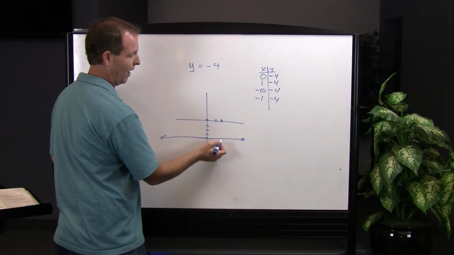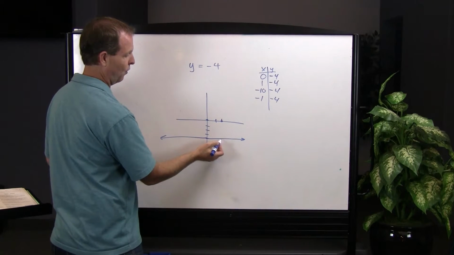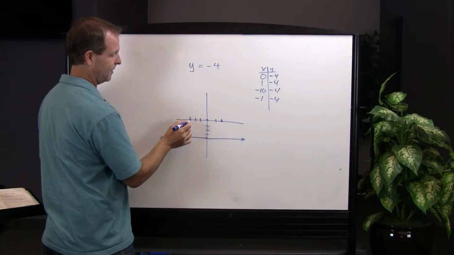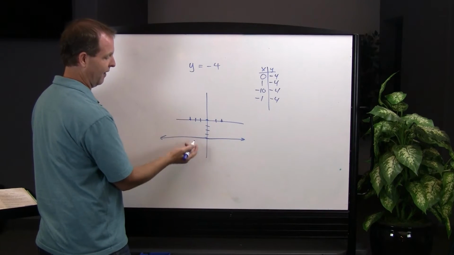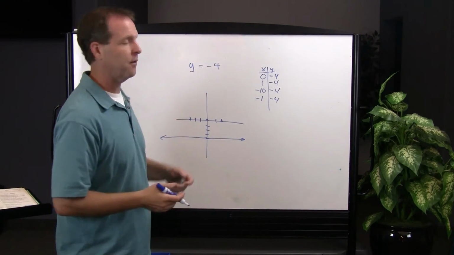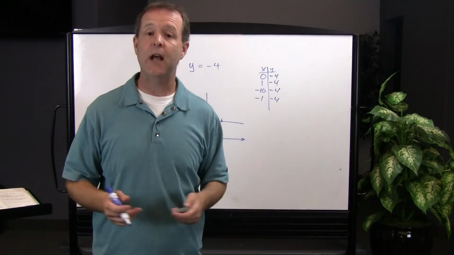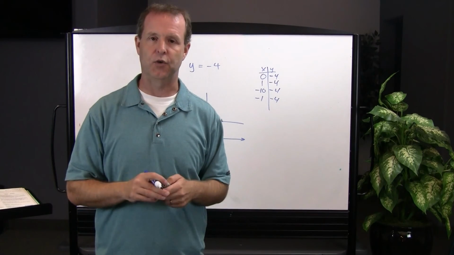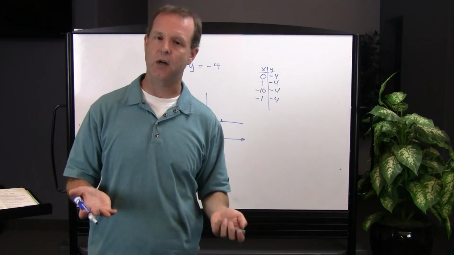At 2, my Y value is -4. At -3, my Y value is still -4. So that particular equation I started off with, Y equals -4, it turns out that it's a straight line. Well, all lines are straight. This one just happens to be a horizontal straight line.